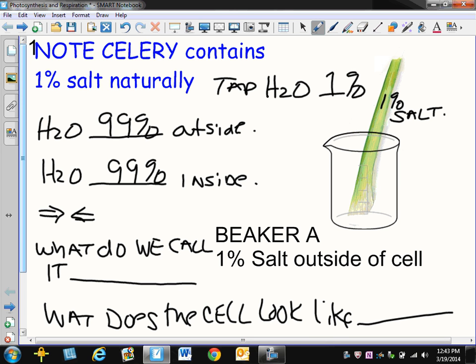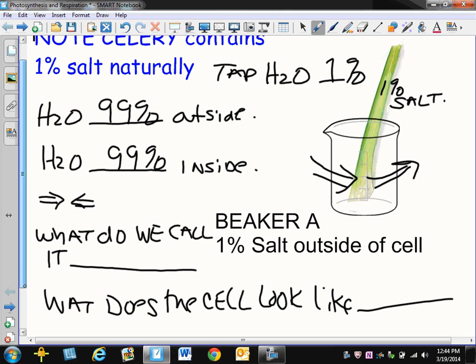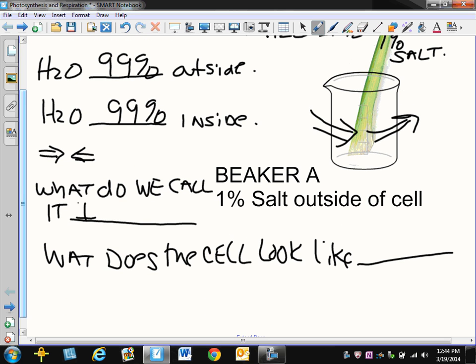So, which direction, William? Where's the water going? Is it going in? Is it going out? Is it going in and out? In and out. Good. So we've got water flowing in, and we've got water flowing out. What do we call that? Isotonic. Excellent. Ryan, you got us there. We call it isotonic. Osmosis is the movement of water back and forth. But isotonic means the same amount going in and the same amount coming out.